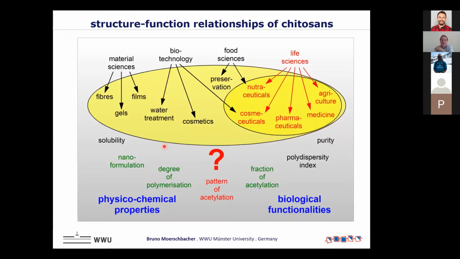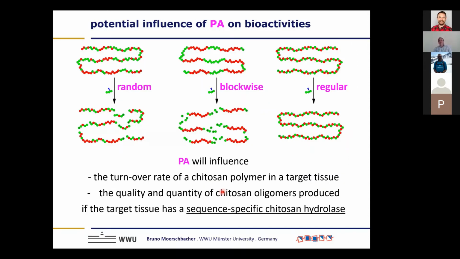But of course, as scientists, we're never content. We're never at an end of our questions. So the next question we asked was, after working a little bit on nanoformulation, which I'm not going to talk about, we were interested in the question of the pattern of acetylation. Does the pattern of acetylation influence the biological activities? So the distribution of the acetyl groups along the polymer chain. Why do we think this should be important?